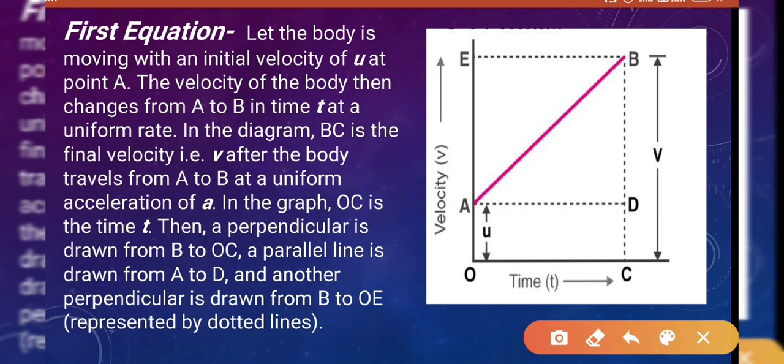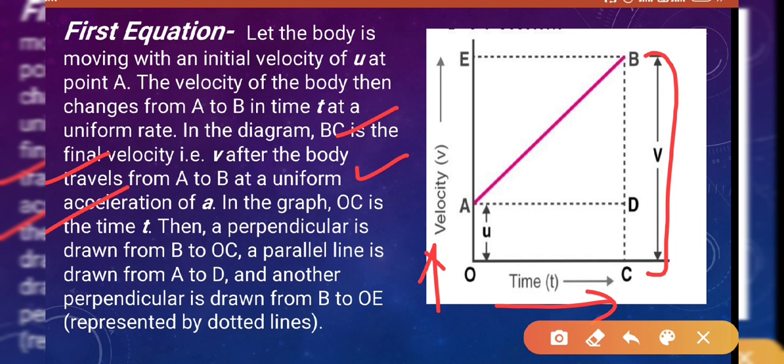In this diagram, BC is the final velocity. This BC is your final velocity, small v, after the body travels from A to B at uniform acceleration of a. In the graph, OC is the time. This is your time axis and this is your velocity axis. So this graph is between velocity and time. OC is time. Similarly, OC is parallel and equal to AD because these are the opposite sides of a rectangle. So OC is equal to AD.